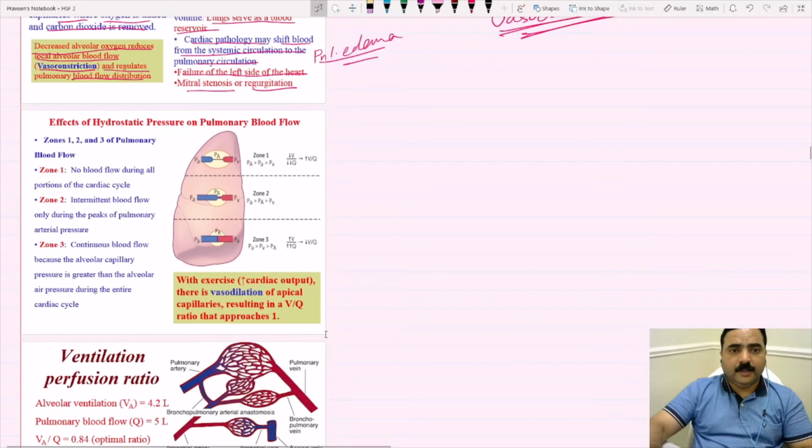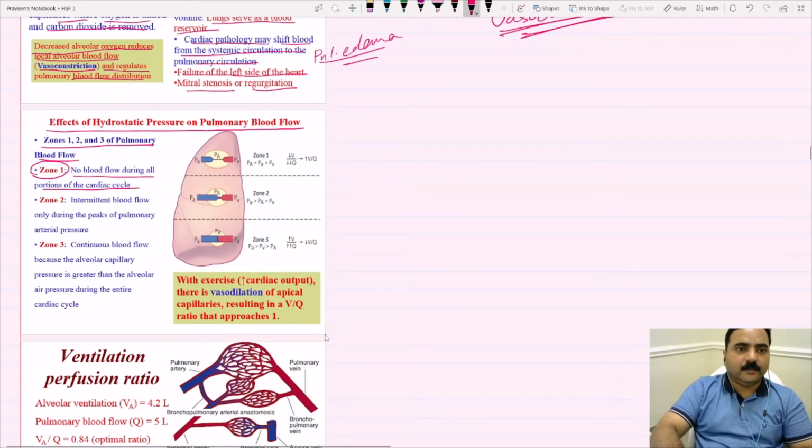In the lung, we normally discuss the effects of hydrostatic pressure on the pulmonary blood flow. There are different factors that control the blood flow. In order to understand these factors, we divide the lung into zones 1, 2, and 3 of the pulmonary blood flow. This may not always be true, that your lung has these zones. Zone 1 means no blood flow during all portions of the cardiac cycle. Zone 1 is not normally seen. If it is seen, it will be towards the apex. The apex has a high chance of getting zone 1.